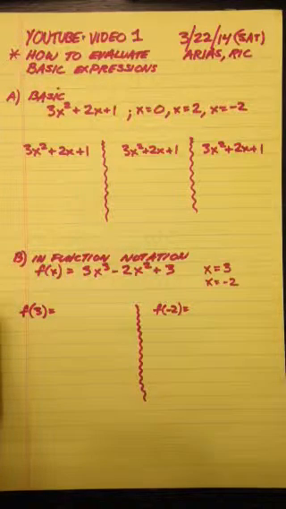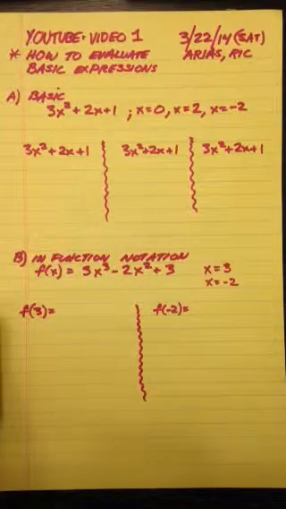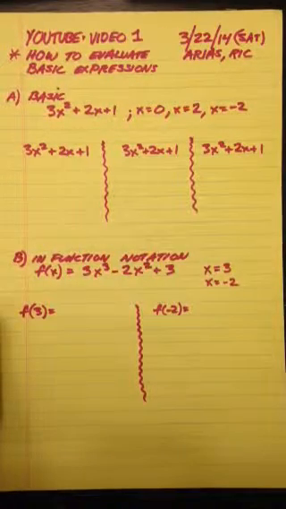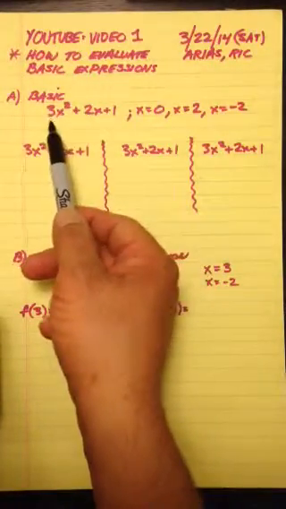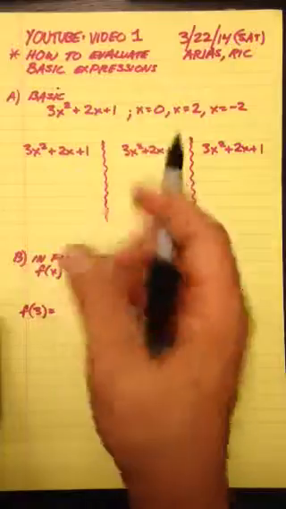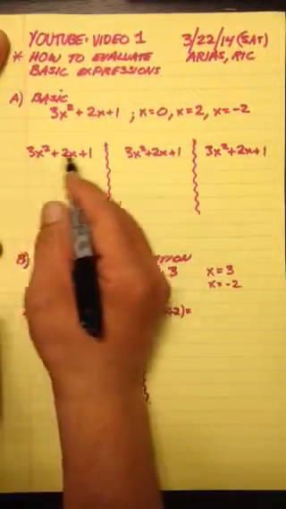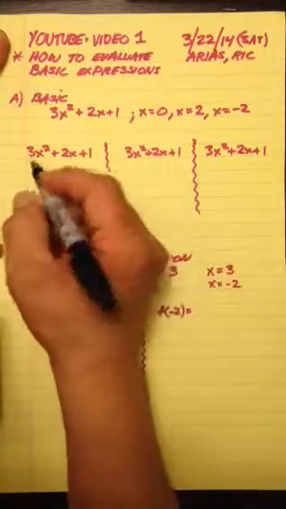Okay, welcome. We are doing a YouTube video here, and the number one video here is how to evaluate basic expressions. So I want to show you how to do that with positive numbers, negative numbers, and also with zero, involving squared terms, regular x terms, and a constant. So let's get started. First thing you want to do is write the equation that you have in hand. Actually, it's not an equation, it's an expression in this case.